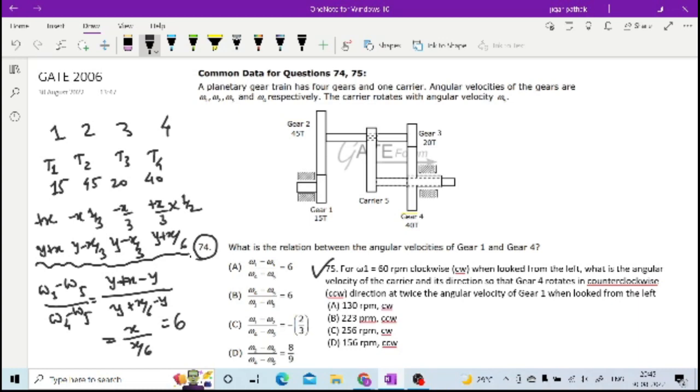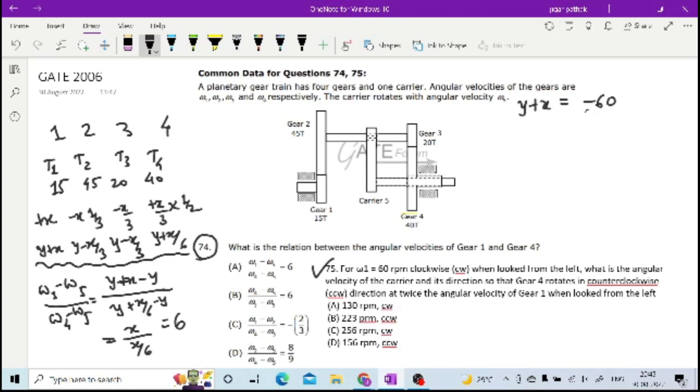Sir, minus 156 is coming, sir. It should be plus, actually, counterclockwise. Should be plus. 60 by 60 minus omega 5 by minus 120 minus omega 5 equal to 6. Let us see. Y plus x is provided as minus 60, because here it is clockwise, right?